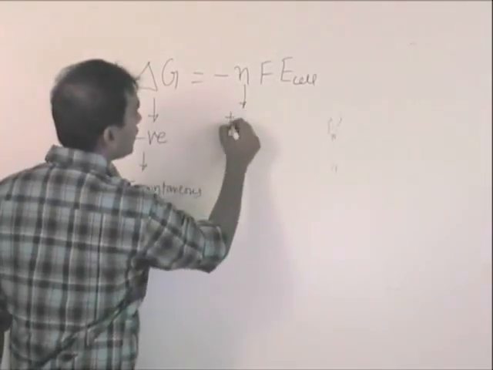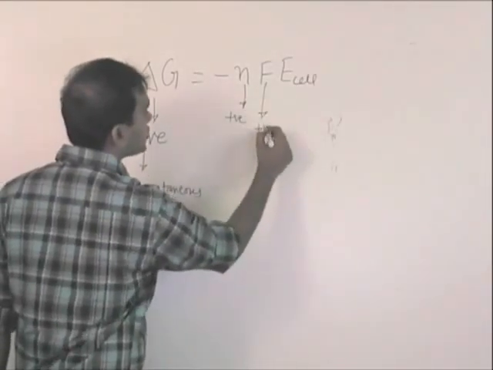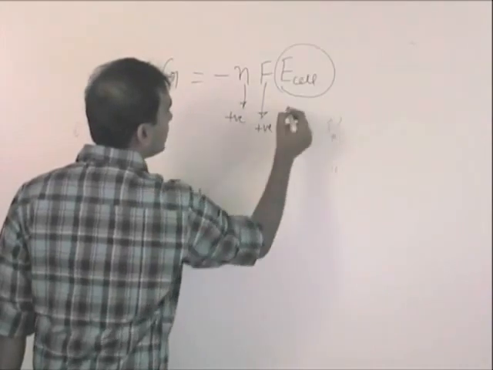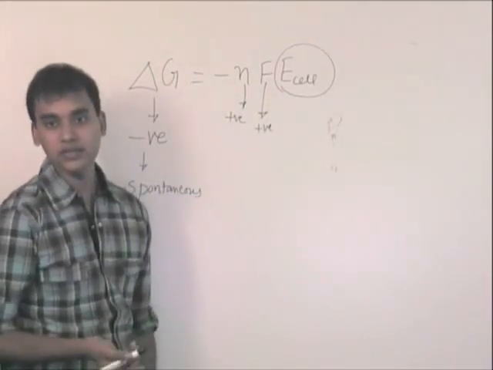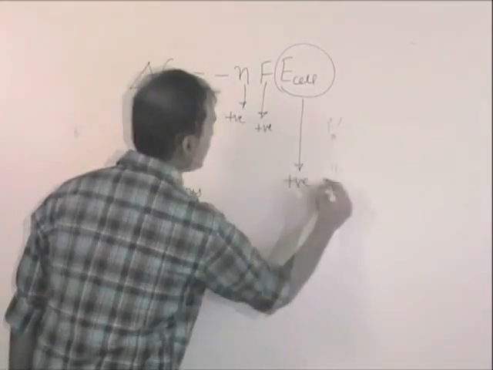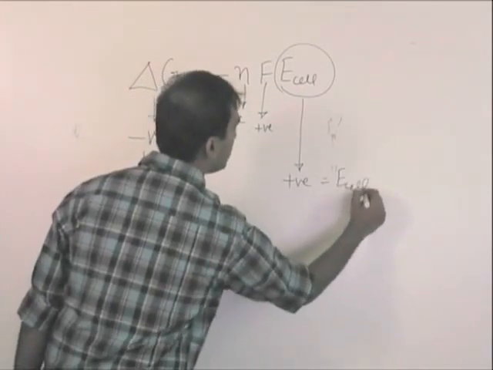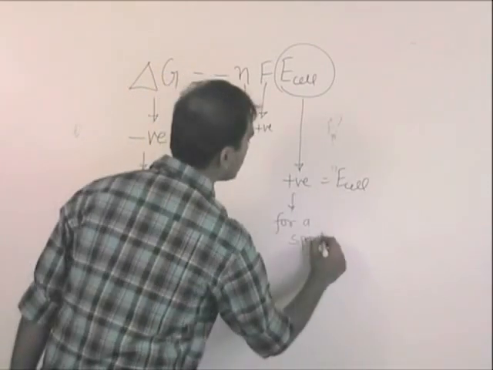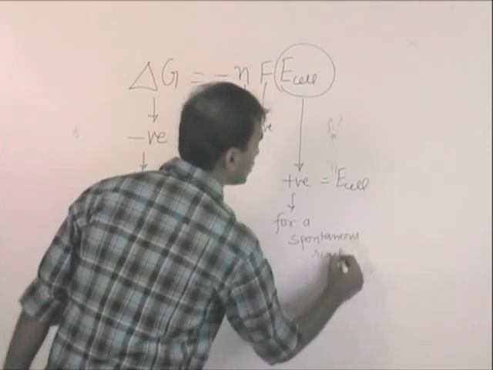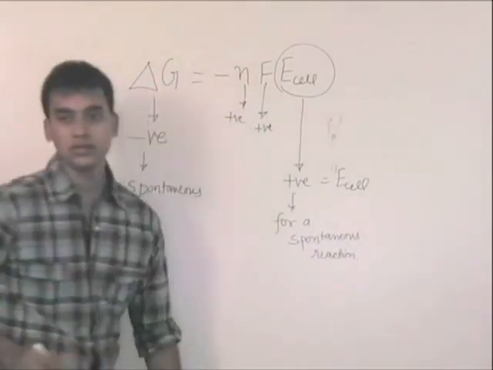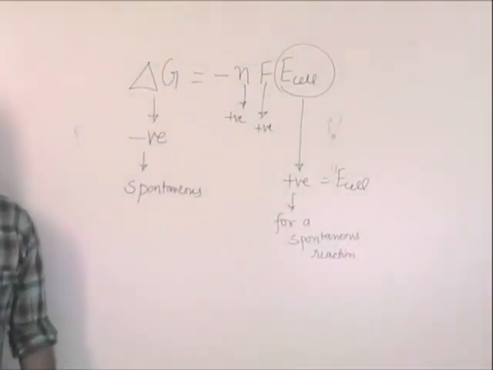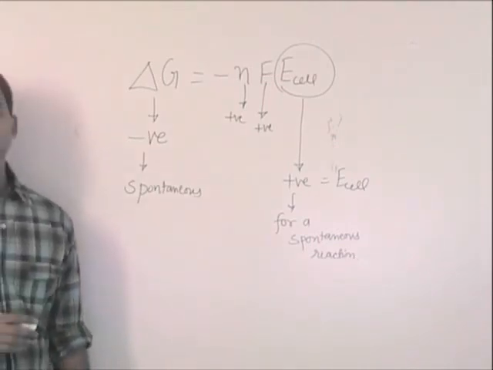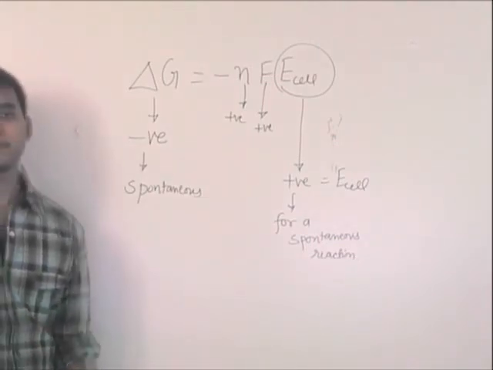Now, n is always positive. F is also positive. So, in this case, E has to be positive. So, I can say E cell has to be positive for a spontaneous reaction. Simple enough. So, suppose, don't write, just listen first.